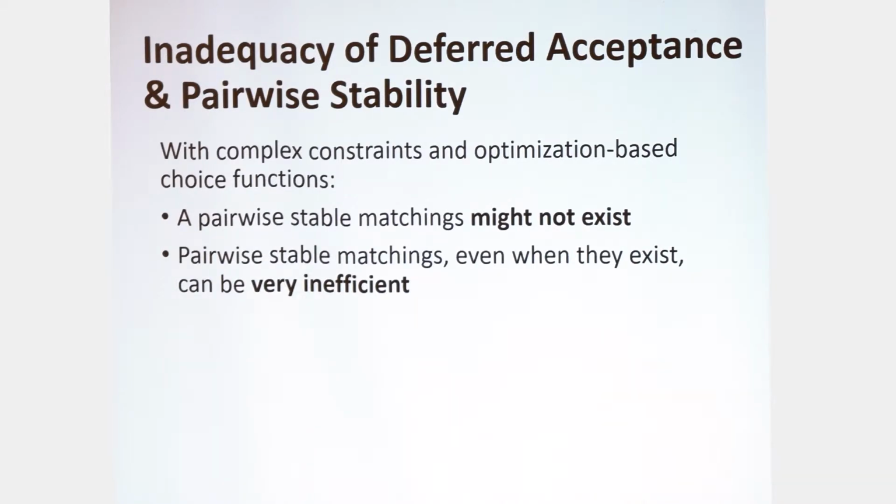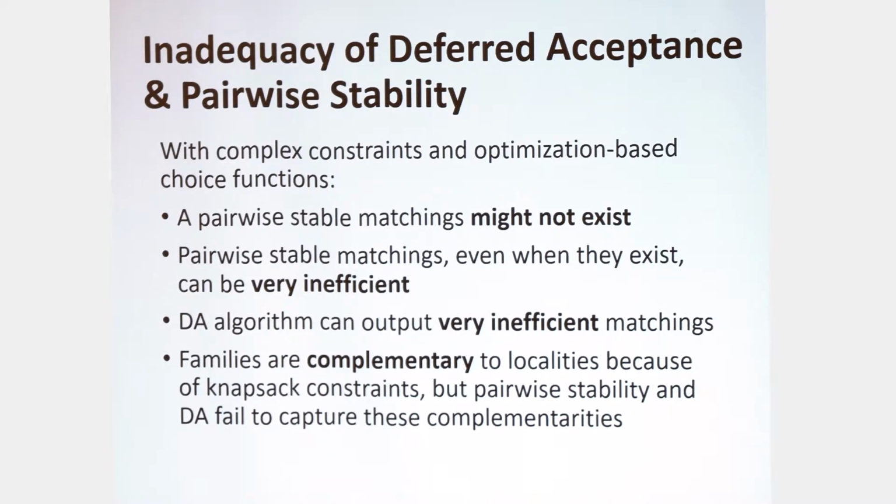With complex constraints and optimization-based choice functions, a pairwise stable matching might not exist, and even when it exists, it can be very inefficient. One can apply the deferred acceptance algorithm, but again, the outcome can be very inefficient. What is the reason for that? We observe that families are complementary to localities because of the knapsack constraints. Pairwise stability and the deferred acceptance algorithm fail to capture these complementarities.